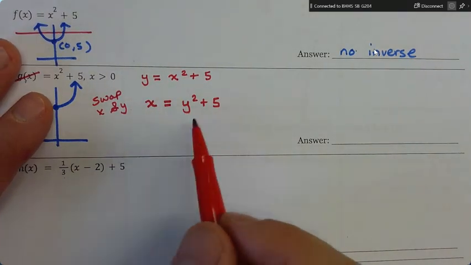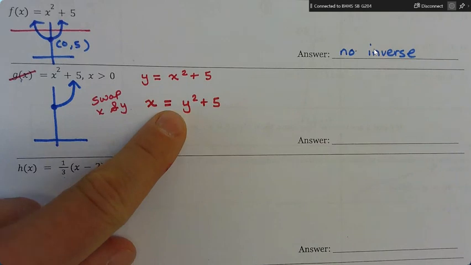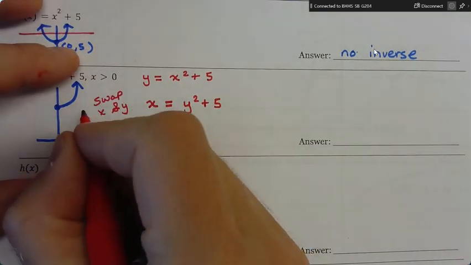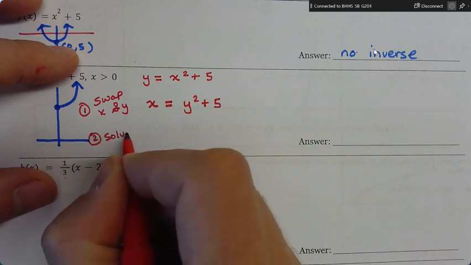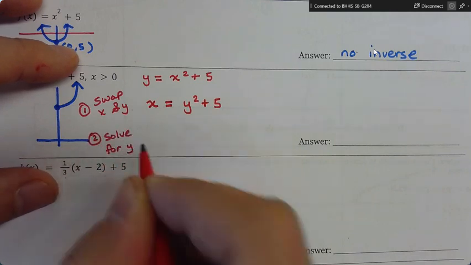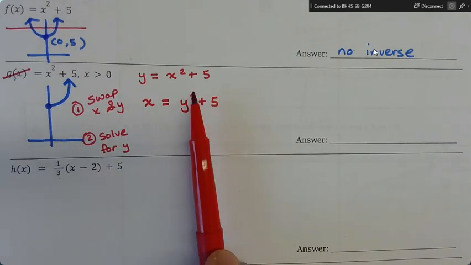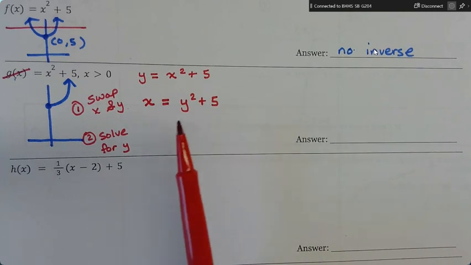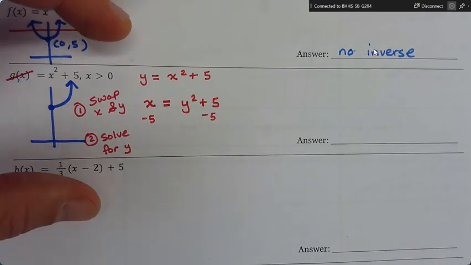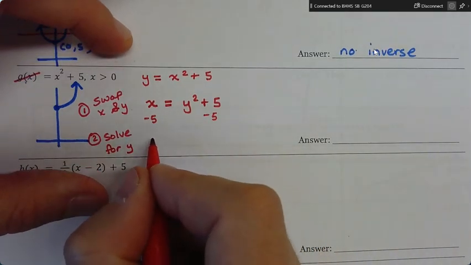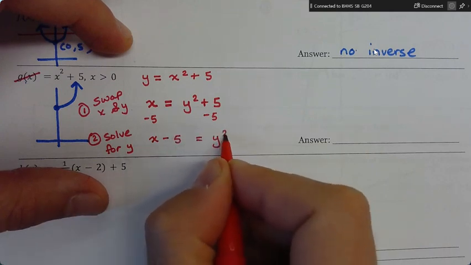Now, we write functions as y equals, so you can probably guess what your next step is going to be. See that y right there? You've got to solve for that. So step 1, swap x and y. Step 2, solve for y. So I'm going to throw this out to the group. We want to get y by itself. What's the first thing we need to do here? Okay, so let's take away 5. So we're left with x minus 5 is equal to y squared.